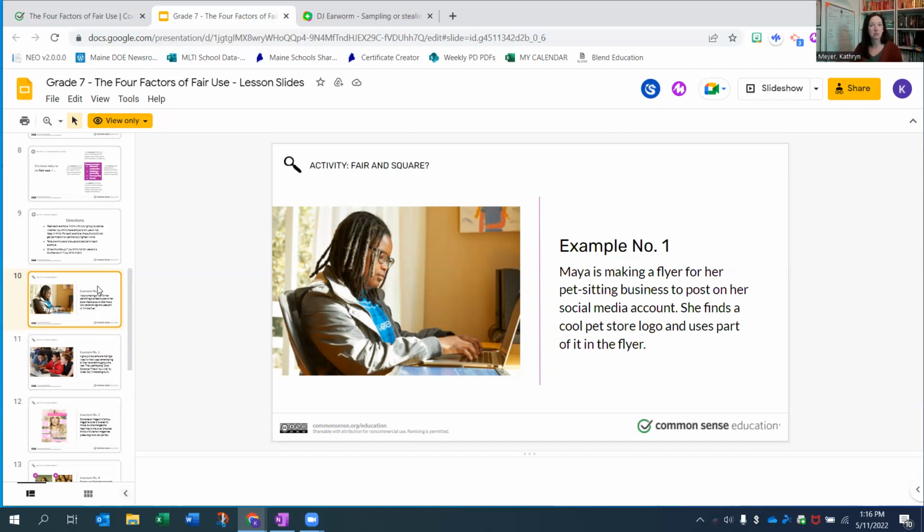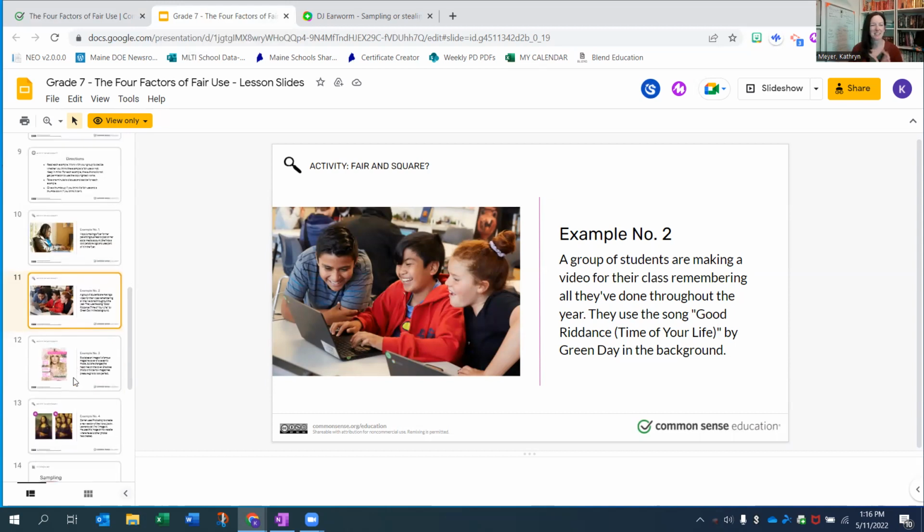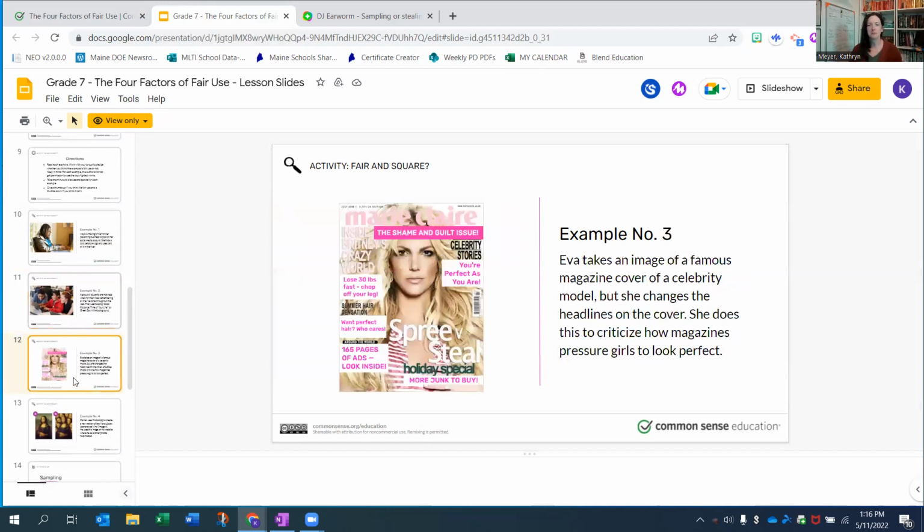And then of course your small groups get a minute to discuss this. I love that because it's kind of like a speed debate, which is super fun. And then the team would give you the thumbs up or thumbs down. A group of students are making a video for their class, remembering all they've done throughout the year. They use the song Good Riddance, Time of Your Life by Green Day in the background. And that kind of makes me laugh because that was the song we used at my high school graduation. So again, they would have 1 minute to discuss this, thumbs up or thumbs down if it's fair use.